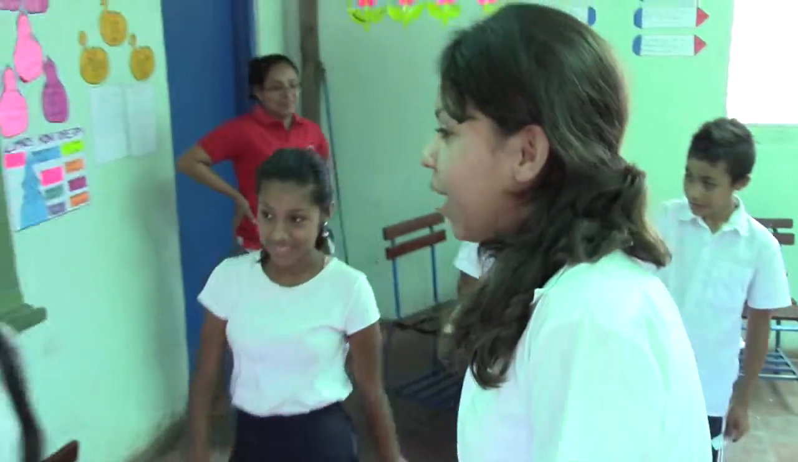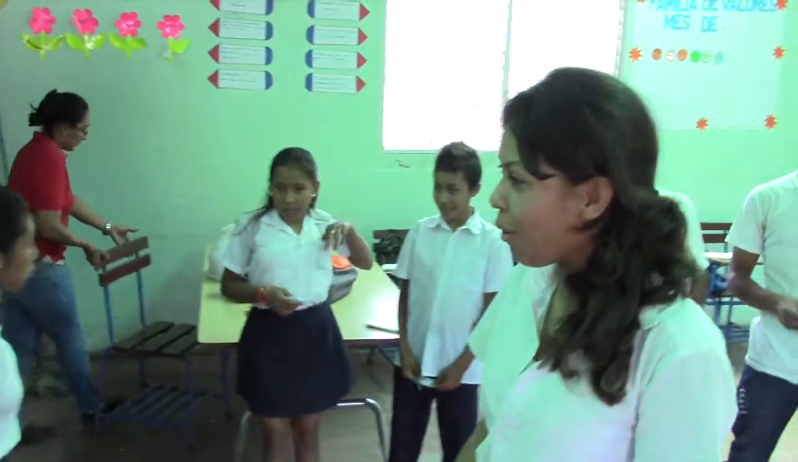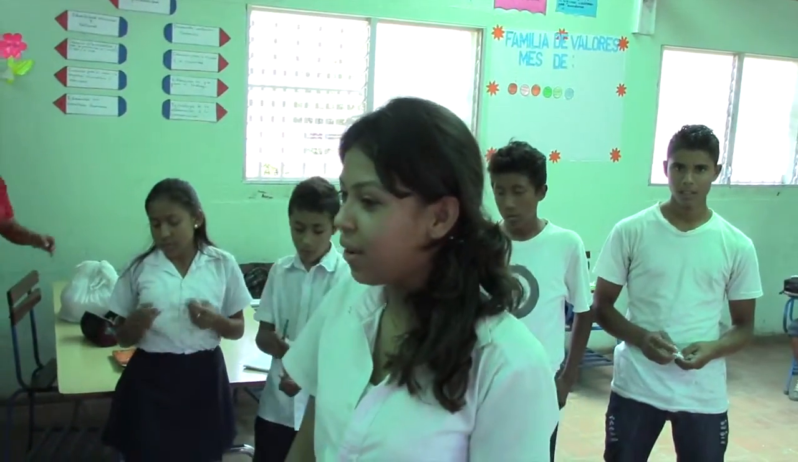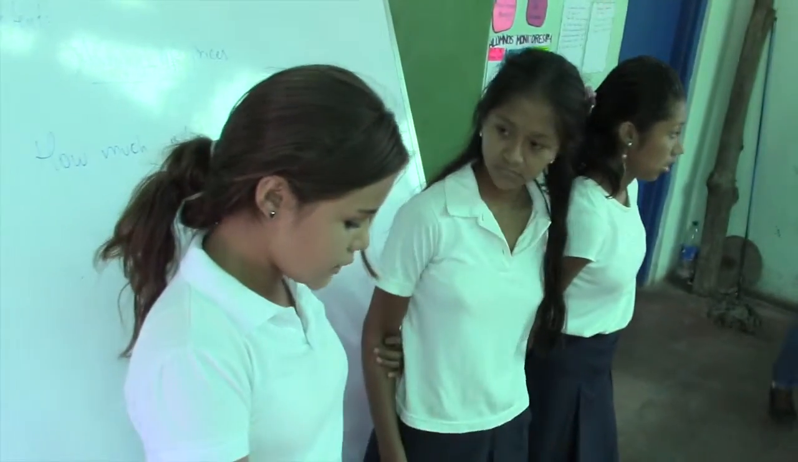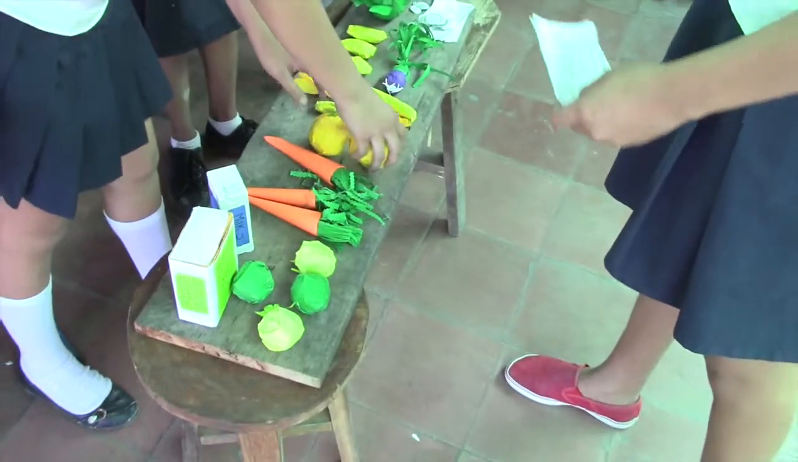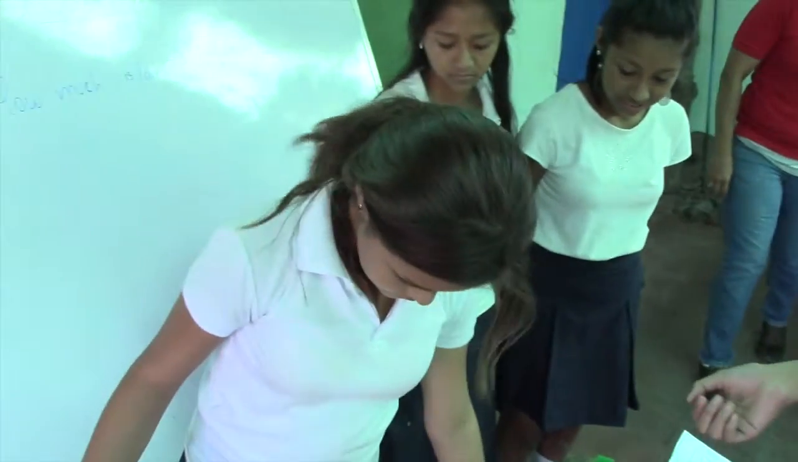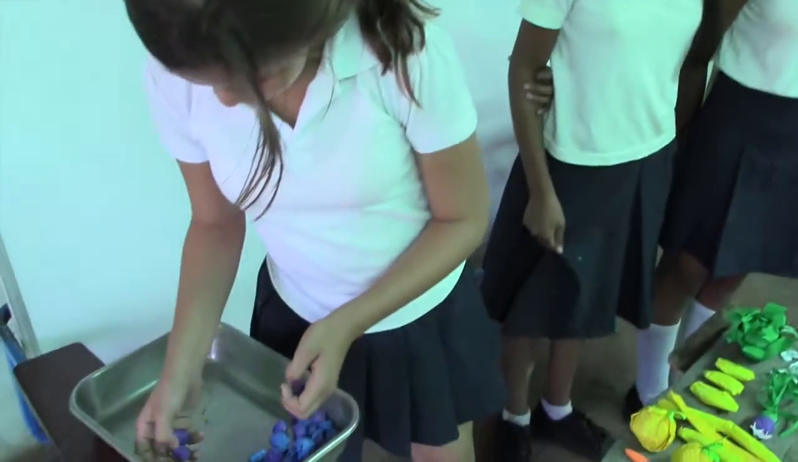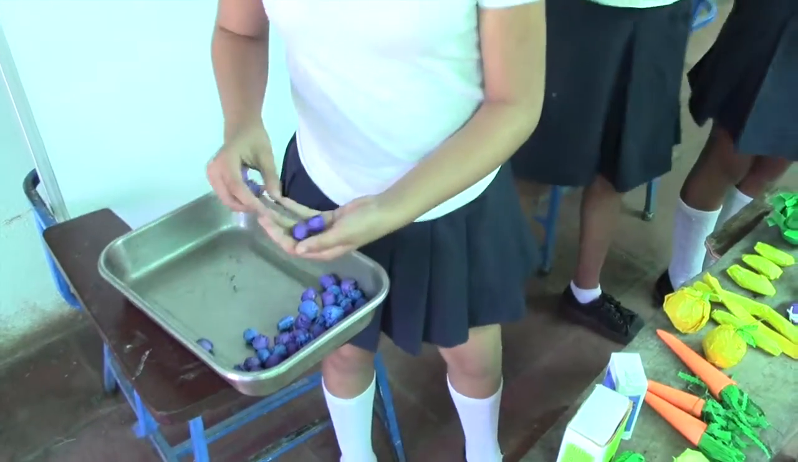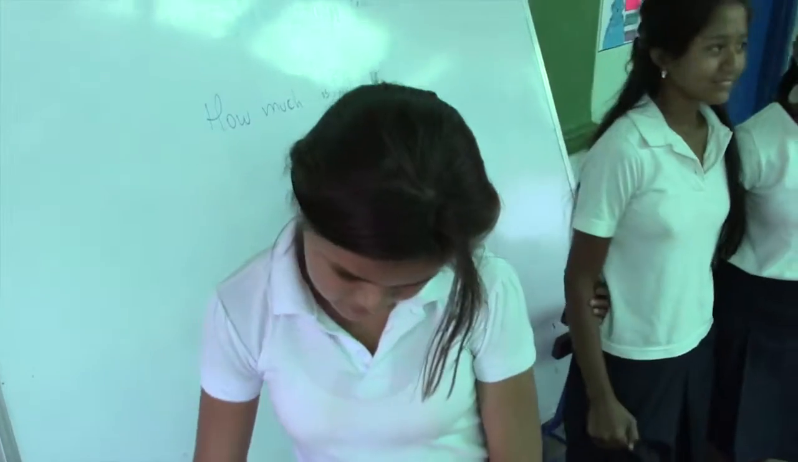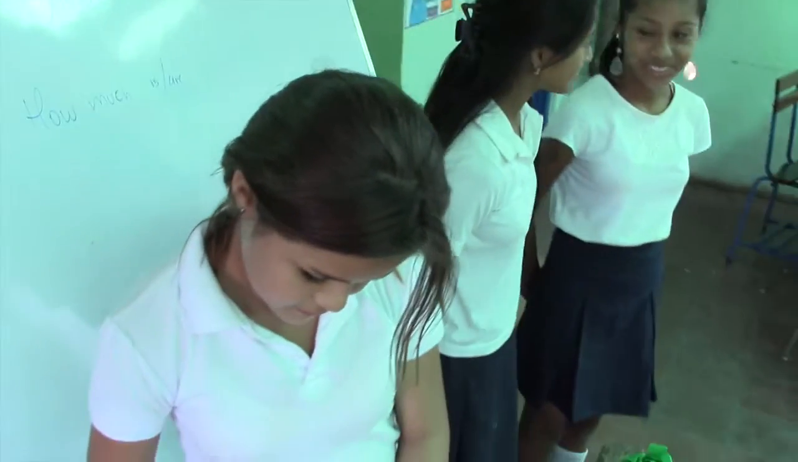Good morning. I want a dozen grapes and a dozen oranges. A dozen oranges, 20 cordobas. That was the price of the oranges, and they cost 20 cordobas. Make and change.